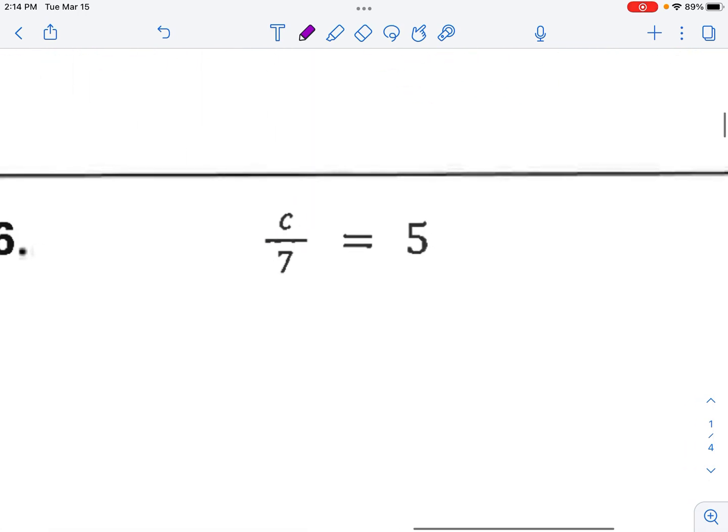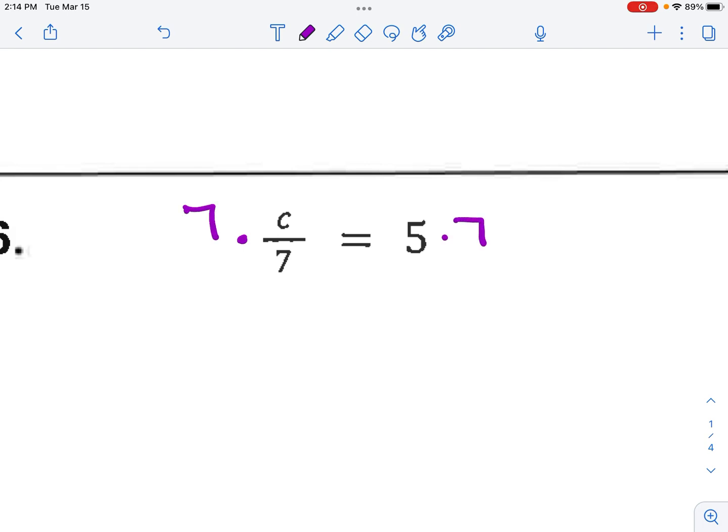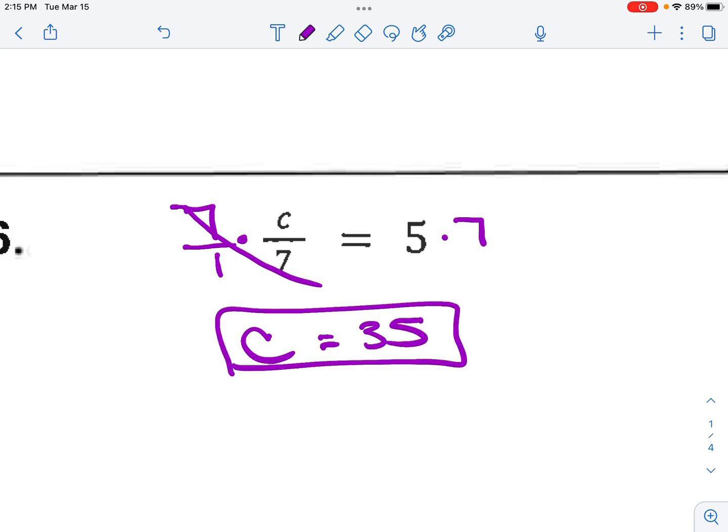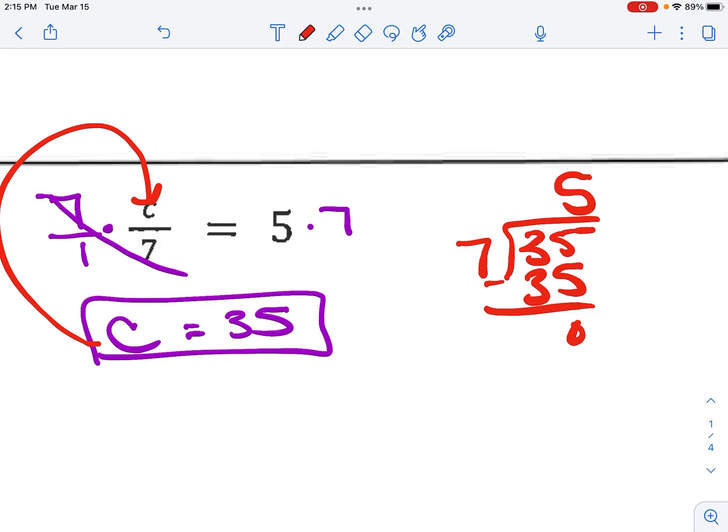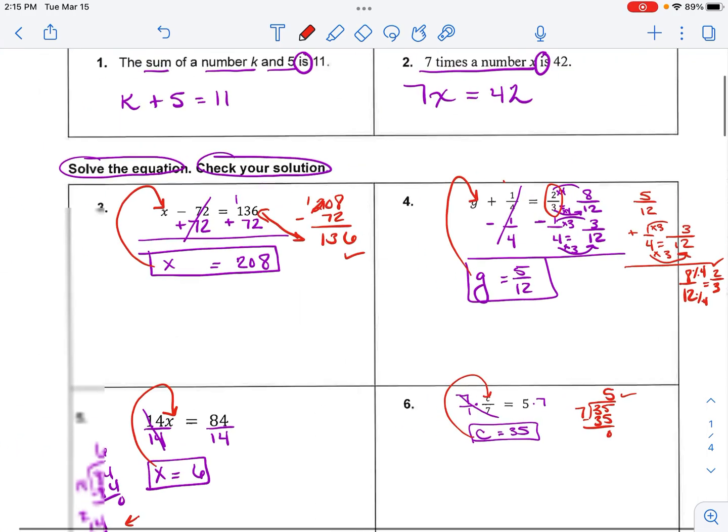And number 6, c divided by 7. Remember that fraction bar is the same as a division bar. C divided by 7 is 5. The inverse of dividing by 7 is multiplying both sides by 7. So we get c by itself, and 5 times 7 is 35. And then we're going to check it. We're going to put 35 back in for c. 35 divided by 7 is 5. It does check out.